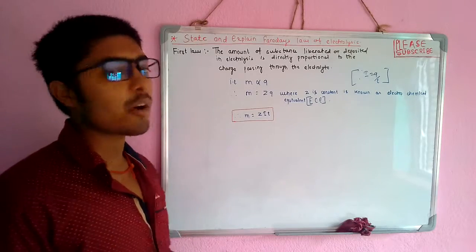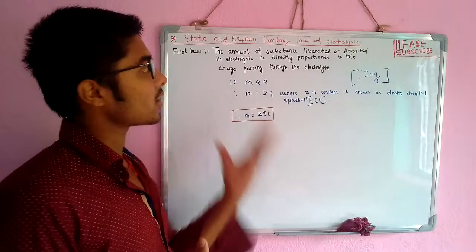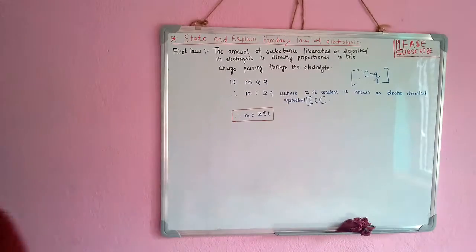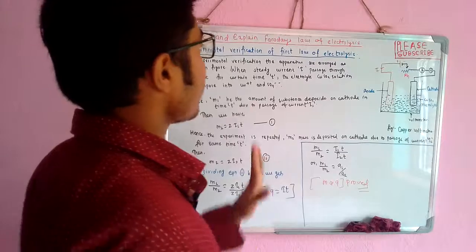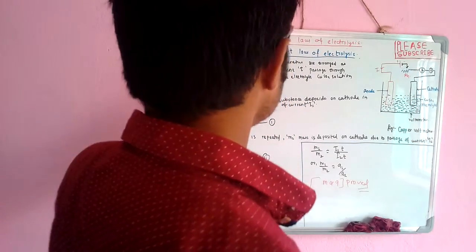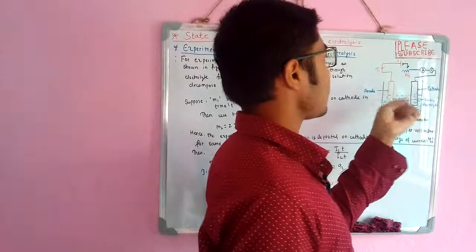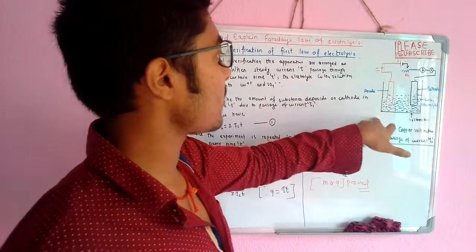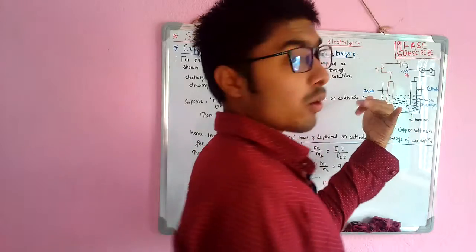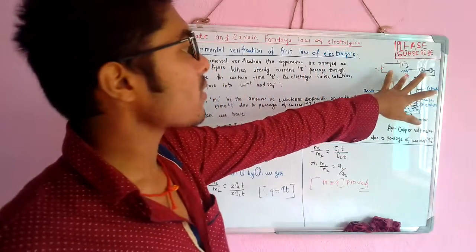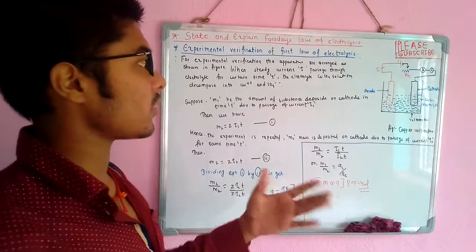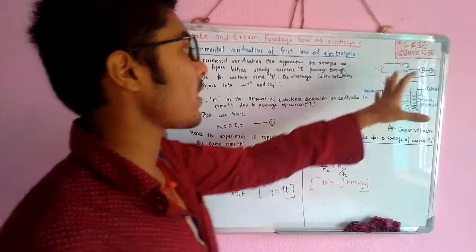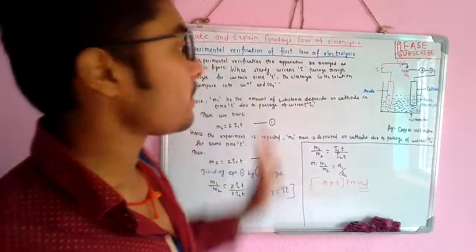Now we are going to discuss the experimental verification of Faraday's first law of electrolysis. For experimental verification we have certain apparatus: a voltameter, electrolyte, cathode, anode, and a rheostat. The rheostat is used for changing the resistance, due to which the current is changed. The desired amount of current can be passed through this electrolyte.